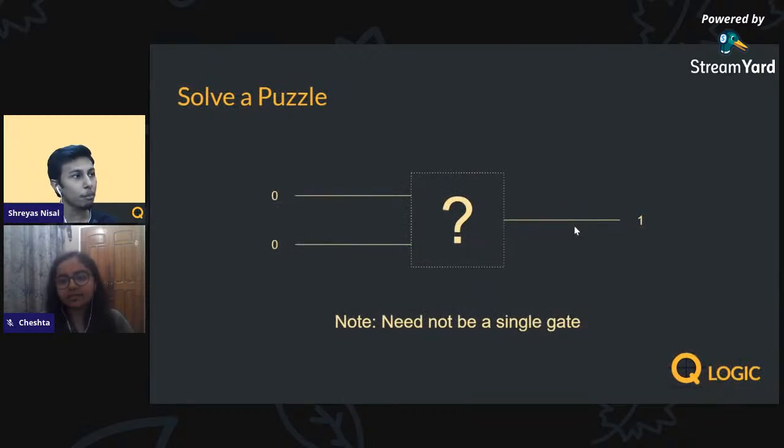There's 2 bits which are starting off as the inputs in the 0 state. And you need to apply these NOT gates or AND gates, whatever you want, to the box that's given to you, and the output that you want is 1. So what I'm going to do is I'm going to give you a minute to solve this. And if you do solve it, put it in the chats. I think I should be able to see your comments.